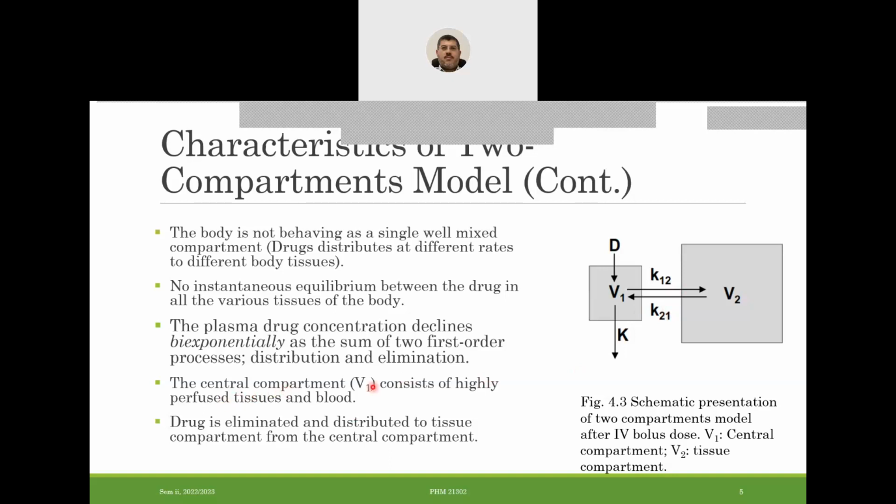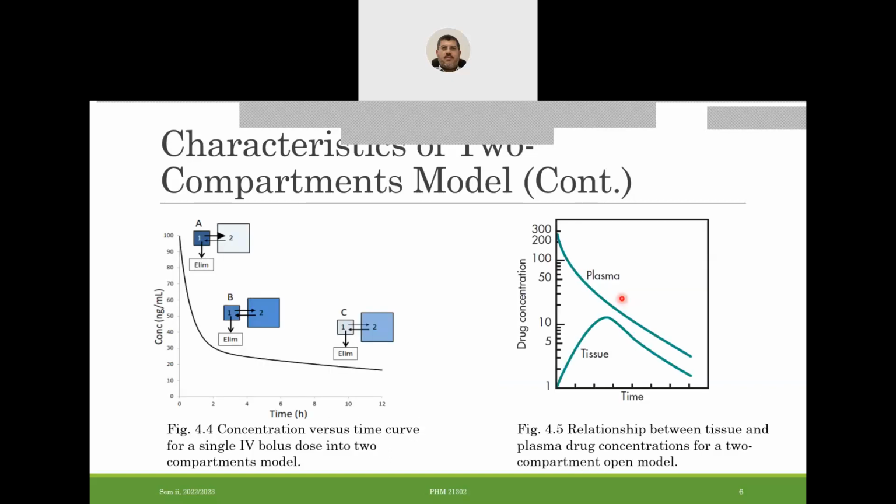As we mentioned, the central compartment consists of highly perfused tissues, and the drug is eliminated from and distributed to tissue compartments from the central compartment. So if I ask you, drug is eliminated from where? From the central compartment. Then distribution happens initially from where? Initially, when you give the injection into the central compartment, distribution happens in this direction, K12, from central to peripheral compartment. However, after distribution is complete and when elimination is going on, to keep the equilibrium, the other direction will be dominant, as we will see here.